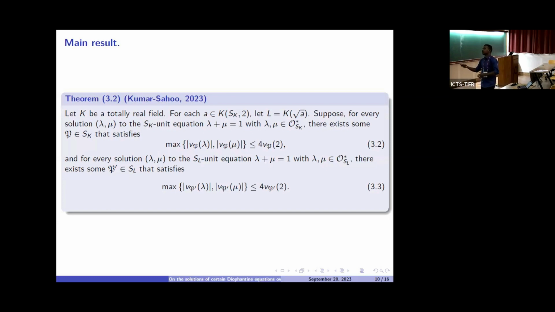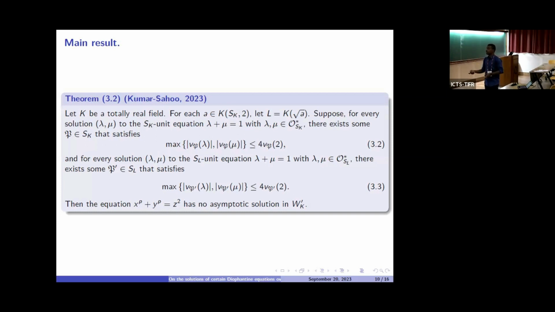If you see the previous result, we were only looking at the solutions of the SK unit equation along with this condition, but here we are looking at the SL unit equation along with this condition. Here L ranges over some finite number of quadratic extensions. Then this equation x to the power p plus y to the power p equal to z square has no asymptotic solution in WK. It is kind of a weaker result compared to the previous result, and we also have to check the SL unit equation for finitely many quadratic extensions.